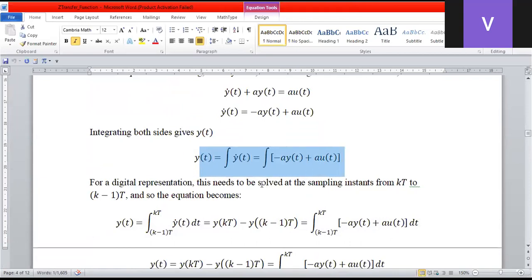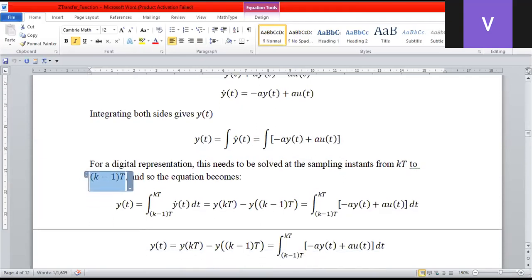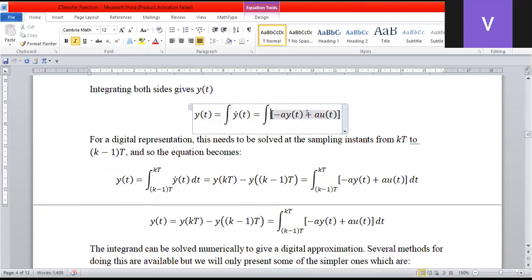So for digital representation, we need to solve it at sampling instance from kT to (k-1)T. And we want to do the integration because we're actually converting this into the discrete time domain. And so we are going to integrate in order to sample this between this time step and this time step. We have to integrate this particular function over this particular period, from (k-1)T to kT.